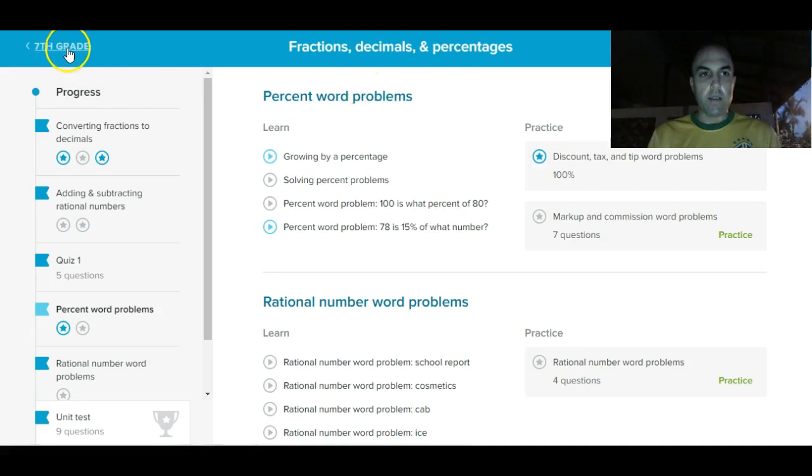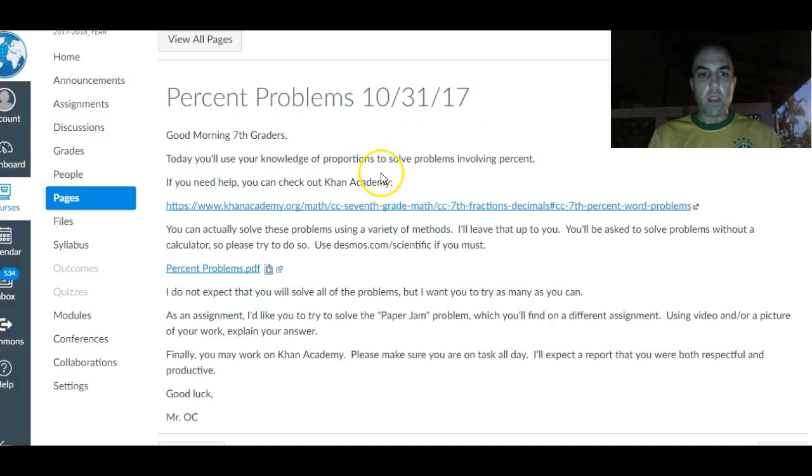I got this into math by grade, 7th grade. This time I'm in fractions, decimals, and percents, percent word problems. If you need practice, there's 4 videos here, and there's a couple of different practice problems. Then you can solve these problems using a variety of methods, and I'll leave that up to you. You'll be asked to solve problems without a calculator, so please try to do so. And you can use Desmos.com if you must, but try not to.